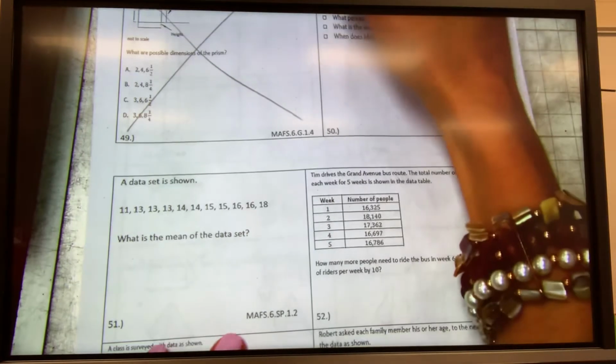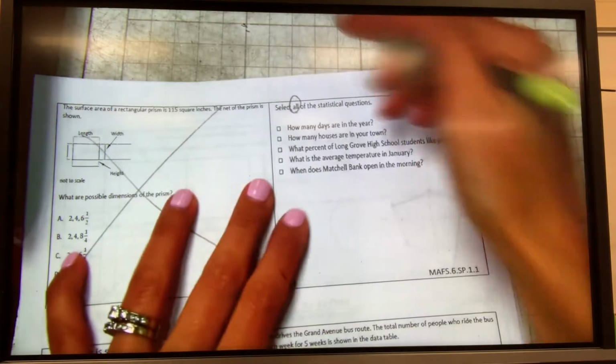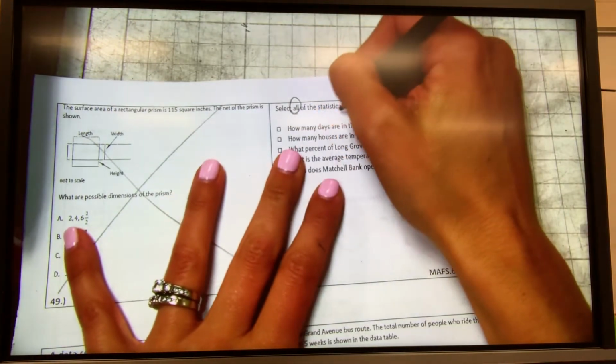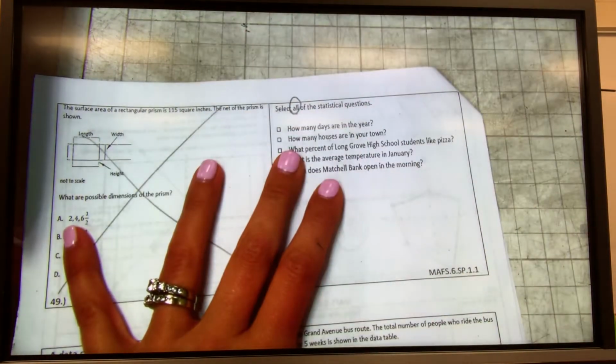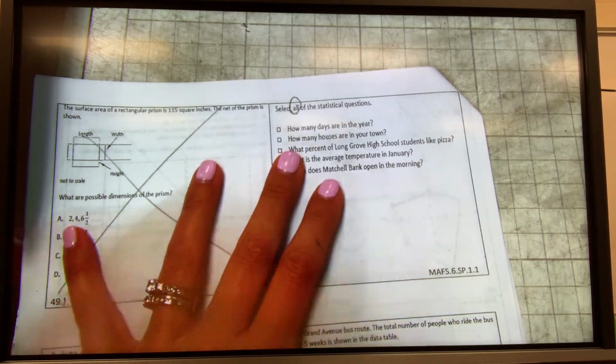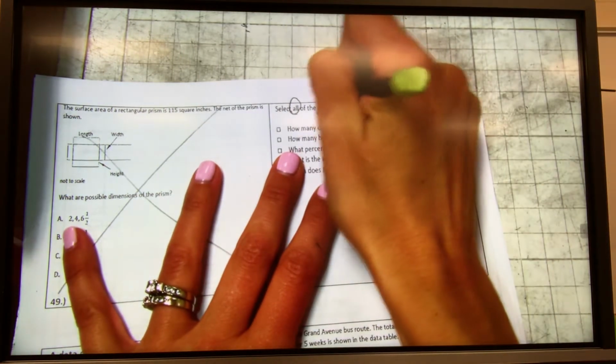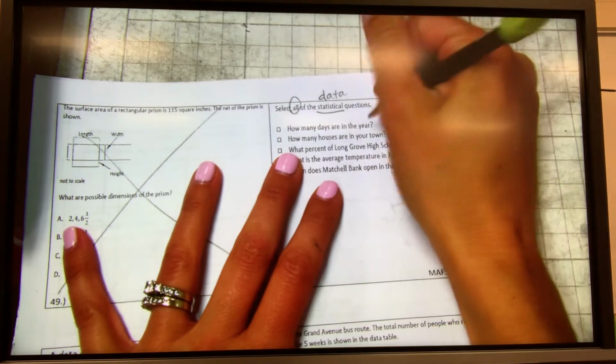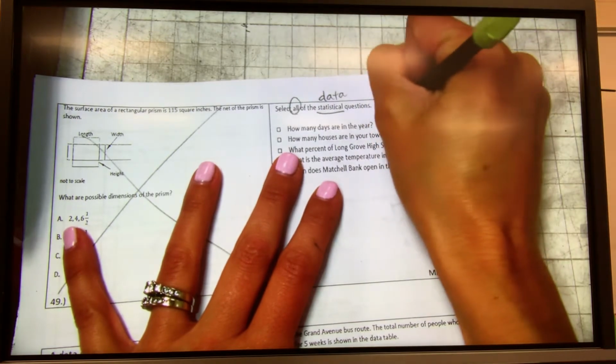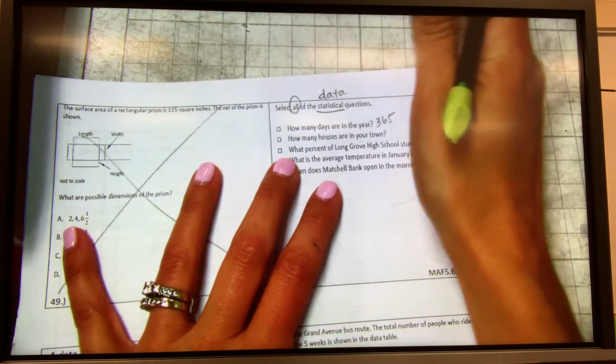50 says select all of the statistical questions. So remember, if I'm going to ask a question, I want a lot of data. Remember, statistical means lots of data. So, how many days are in a year? Well, that's easy, 365, and everybody's going to have that, and that's one answer.